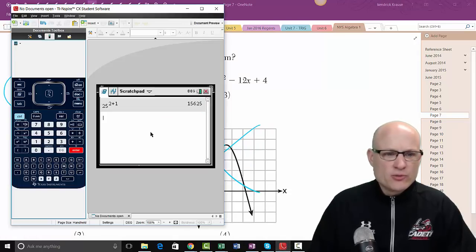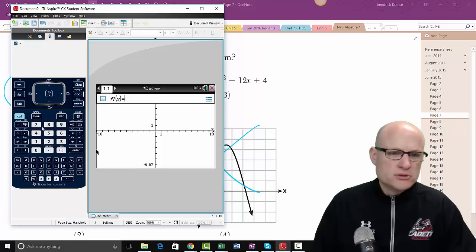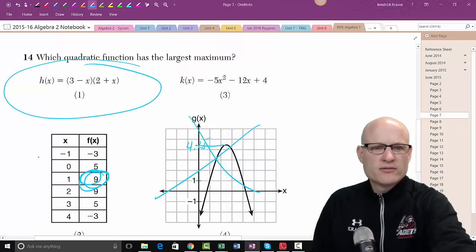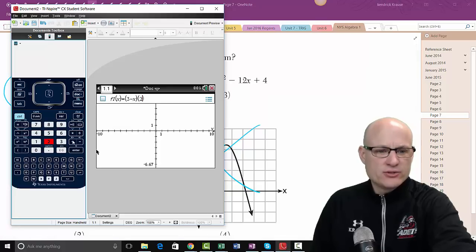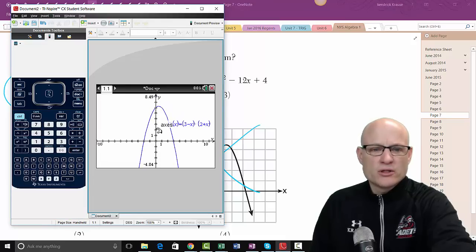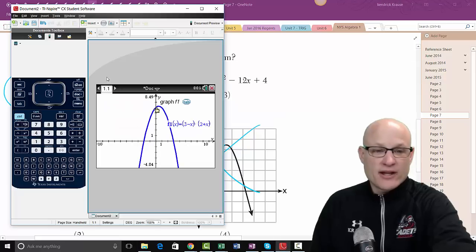So 3 minus x, 2 plus x. So go into graphing mode. Boom, boom, boom. What was it? 3 minus x, 2 plus x. I'm going to guess this one's not it. It just doesn't seem right. Looks like that one's maximum somewhere around 1, 2, 3, 4, 5, a little over 6. This one's 9, so that ain't it. And let's try that one. It's probably either, yeah, it could be either one of those.